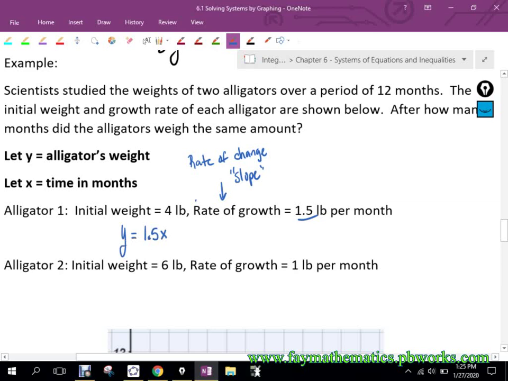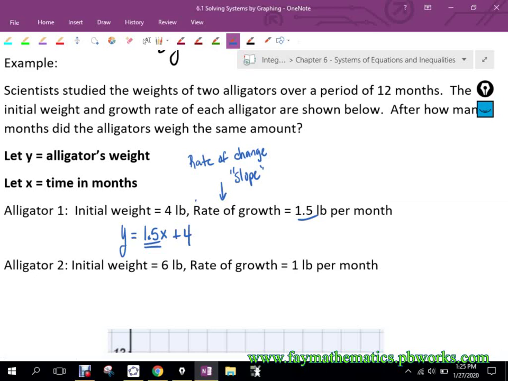So at 0 months, the way we've got it would be 0 pounds, right? After 1 month, it'd be 1.5 pounds. After 2 months, 3 pounds. After 3 months, 4.5 pounds, and so forth, right? But how much was this thing at birth? It was 4 pounds. So after the first month, we gained 1.5 pounds to the initial 4 that we started with, right? Does that kind of make sense to everybody? So y equals 1.5x plus 4.